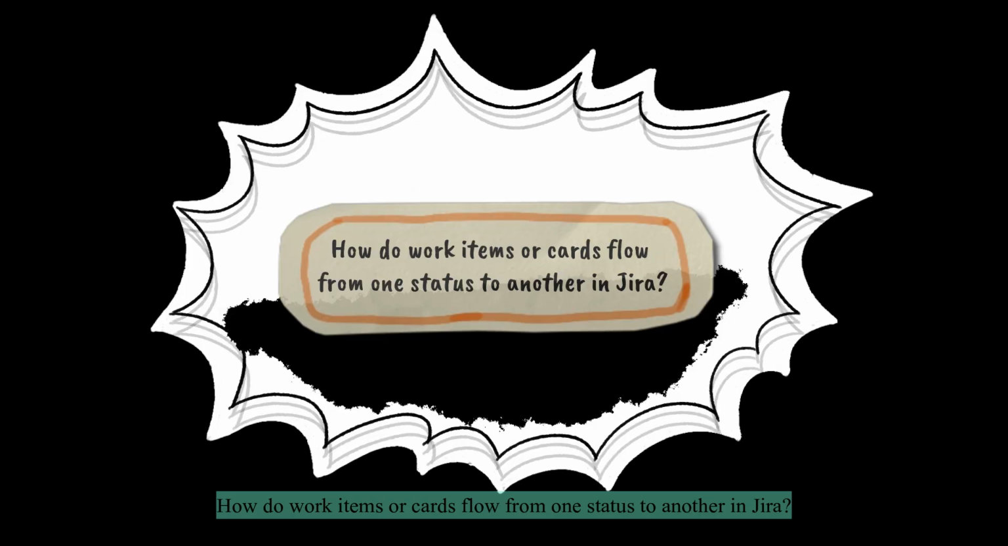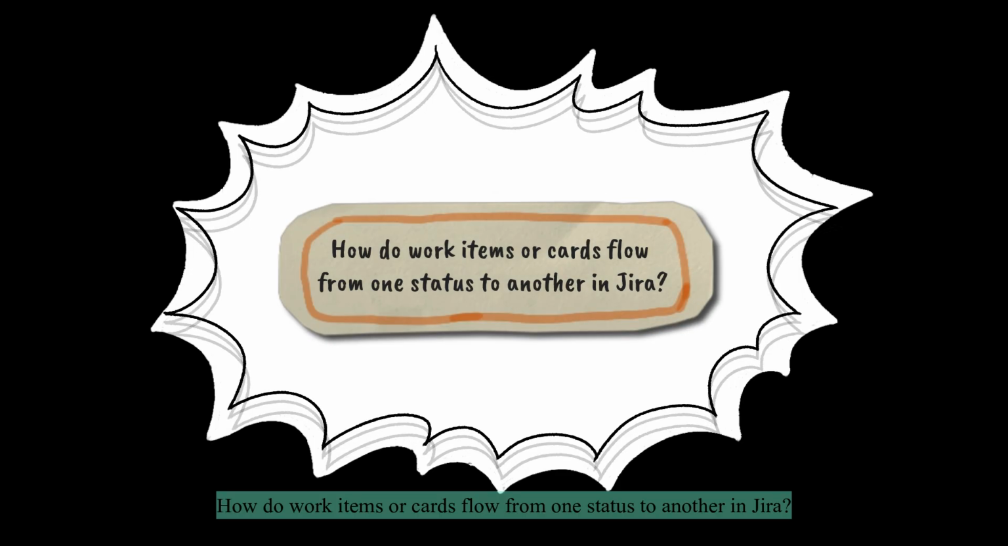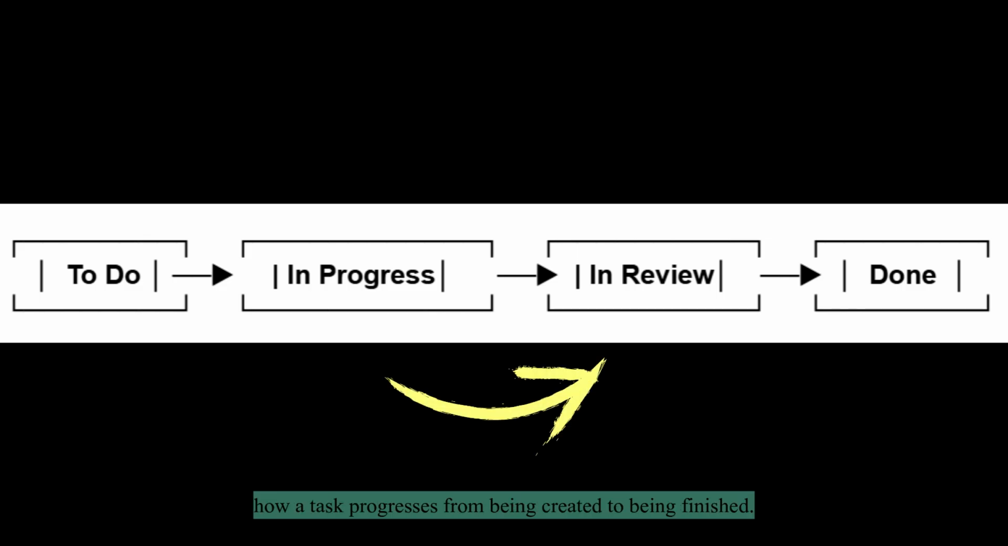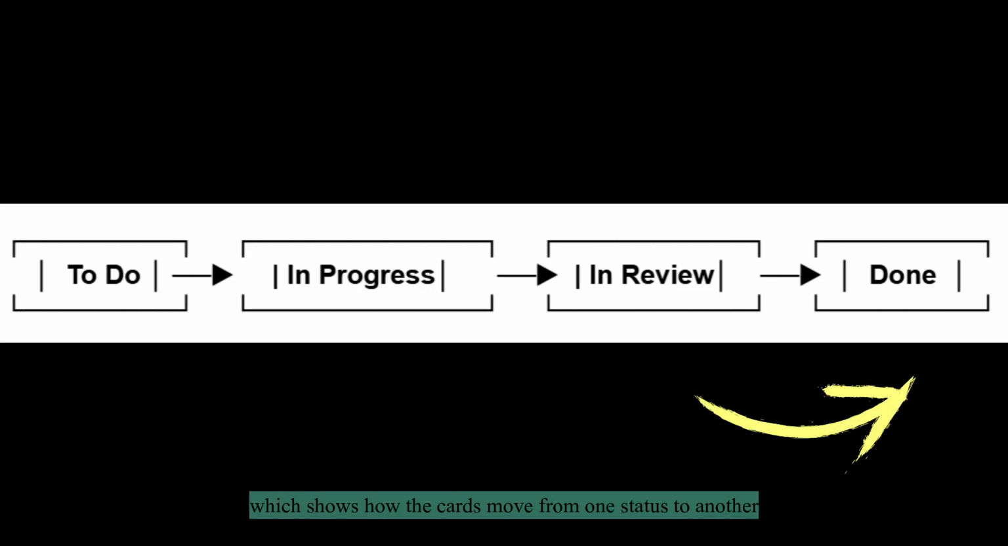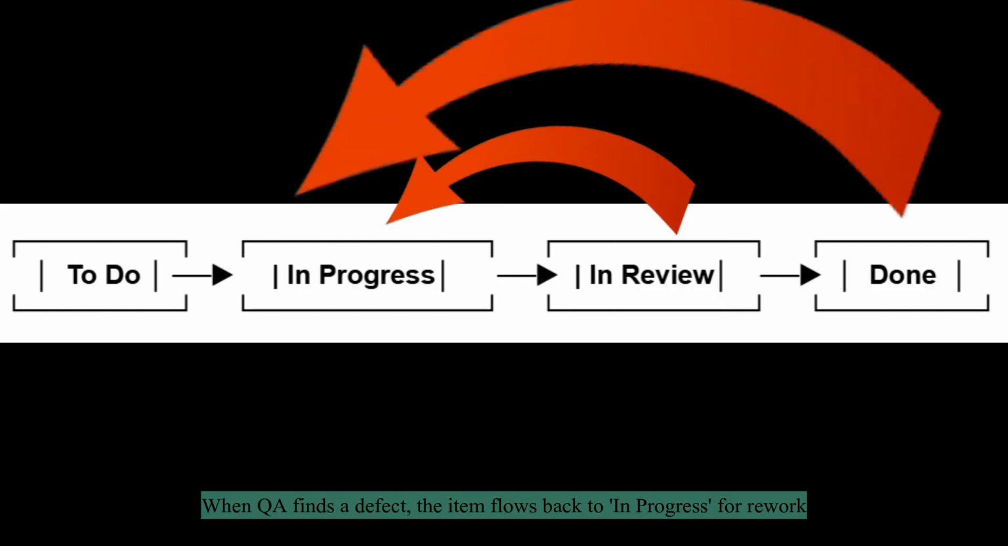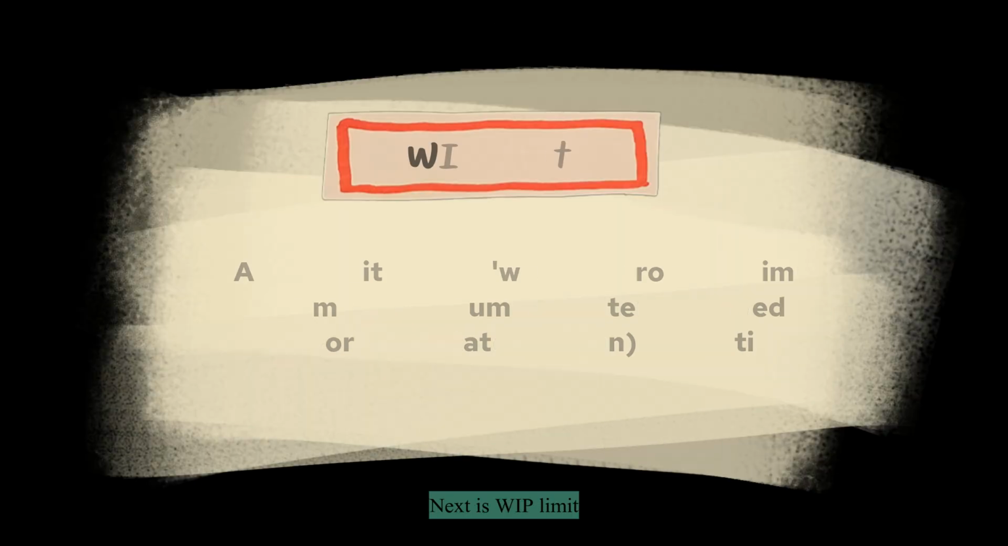How do work items or cards flow from one status to another in Jira? A workflow moves work items through stages, defining how a task progresses from being created to being finished. Below is a simple Kanban workflow diagram, which shows how the cards move from one status to another. When QA finds a defect, the item flows back to in progress for rework, enabling rapid feedback and correction within the development cycle. Next is WIP limit.